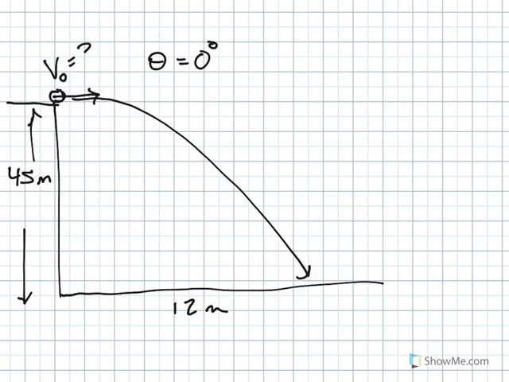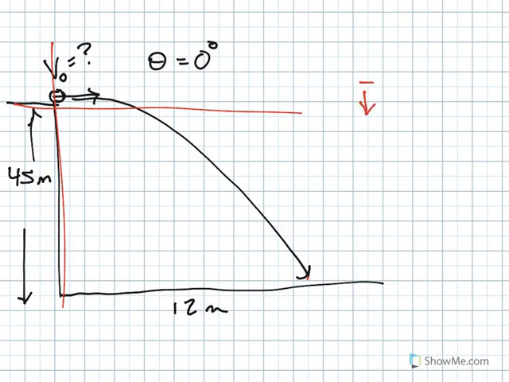Is V naught. So, first, I'm going to write down everything I know. And I need a coordinate system. All right, so for this problem, everything is happening in the downward direction. The displacement of this object ends up being below where it started. Its acceleration is directed downward. So for this problem, I'm just going to call down negative.